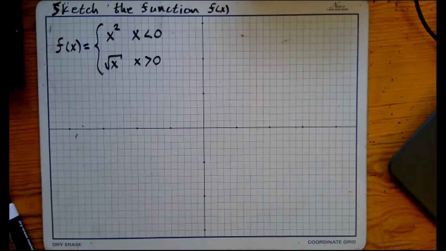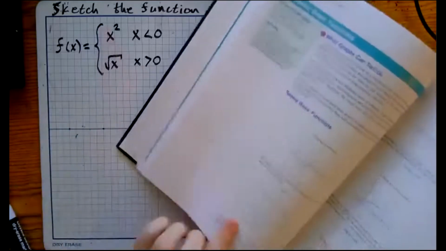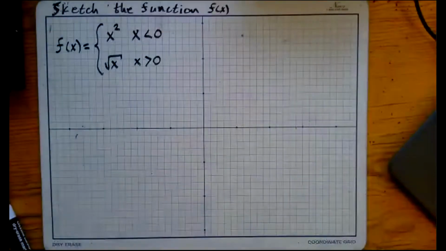Well, from what we remember about the basic functions, remember the 12 basic functions from a few lessons back? x squared. That is the squaring function. That's this guy. So to the left of the x-axis, or to the left of the y-axis, it has this curve shape, the parabola.